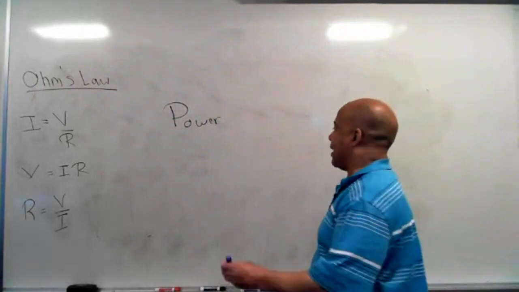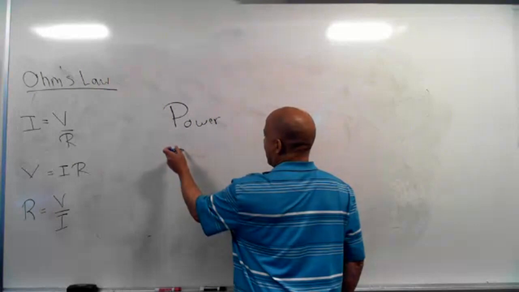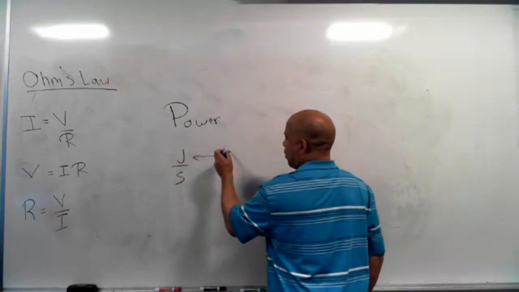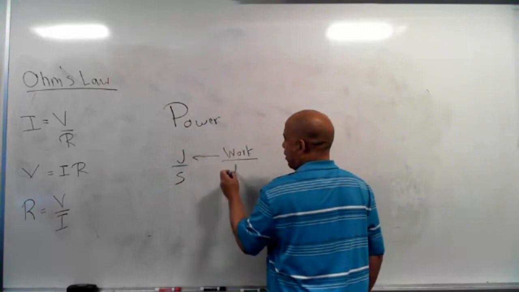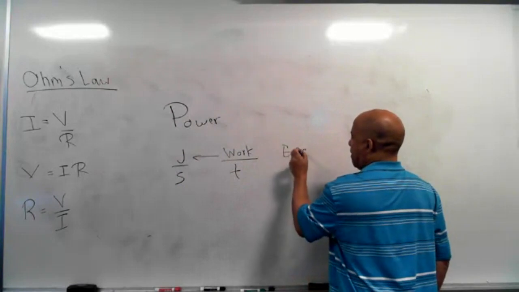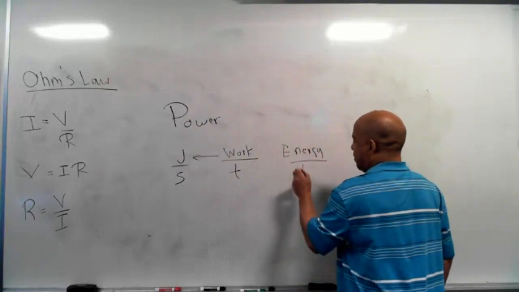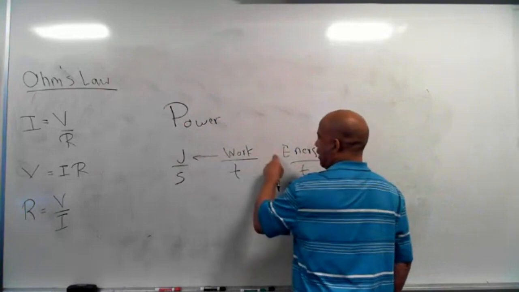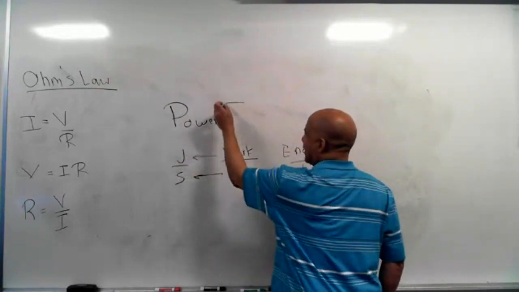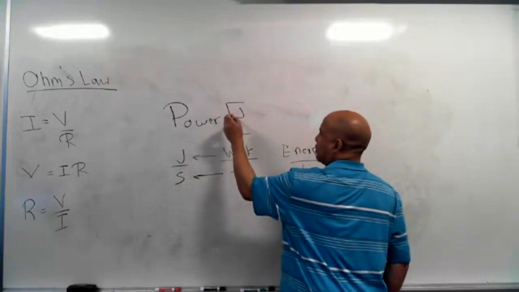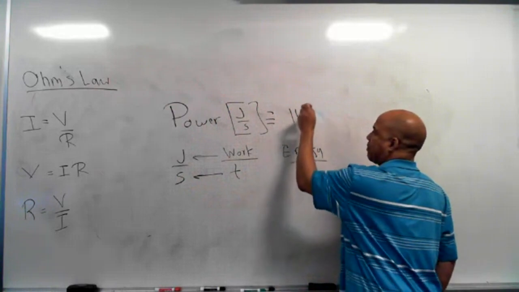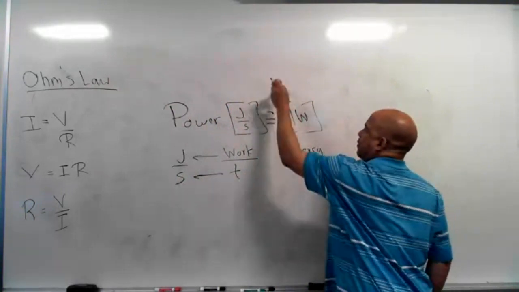And we talked about the fact that power has units of joules per second. It's going to be either work per unit time, or it's going to be energy converted per unit time. But either way, work or energy is measured in joules, and time is always in seconds. So the power has the units of joules per second. We define a joule per second to be 1 watt. We use a capital W for that unit.